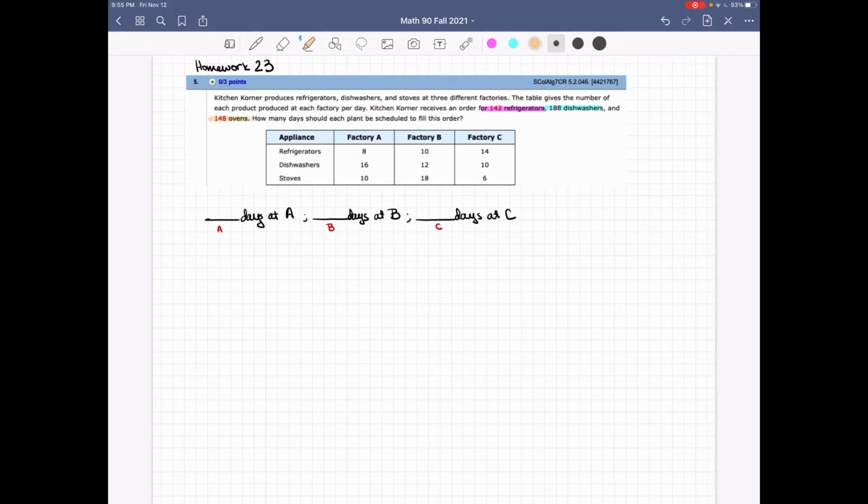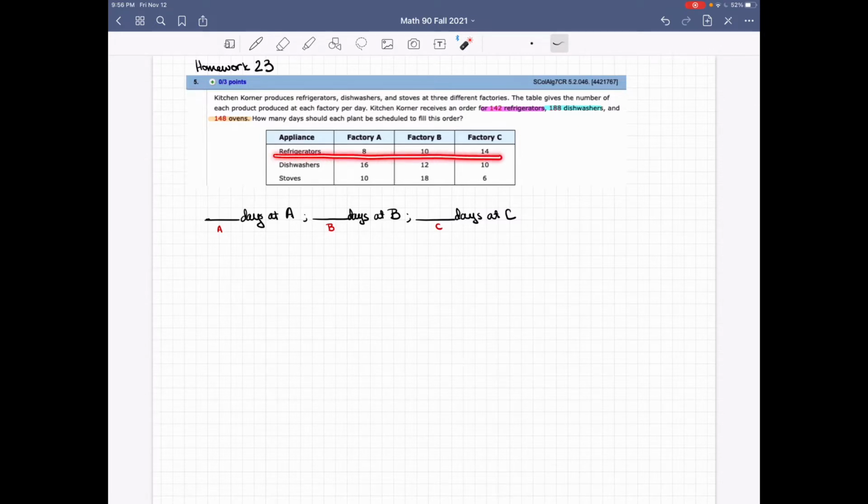So remember, each one of the factories makes a set number of refrigerators, dishwashers, and stoves in a day. So for example, if I run factory A for 1 day, I get 8 fridges, 16 dishwashers, and 10 stoves out of that day. If I run factory A for 2 days, I get 16 refrigerators, 32 dishwashers, and 20 stoves. So looking across the board at refrigerators.